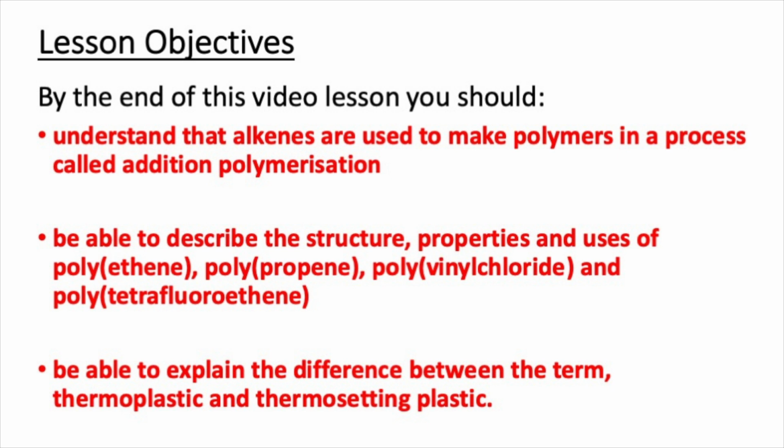So that concludes our video lesson. So after watching this video, you should now understand that alkenes are used to make polymers in a process called addition polymerization. You should be able to describe the structure, properties and uses of polyethene, polypropene, polyvinylchloride and polytetrafluoroethene. And finally, you should be able to explain the difference between the term thermoplastic and thermosetting plastic.